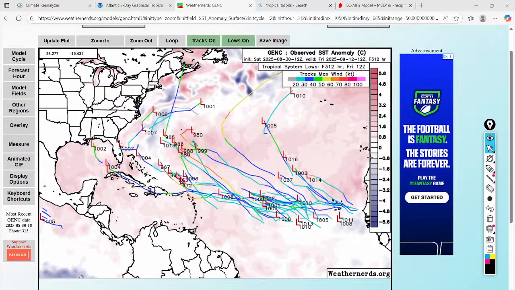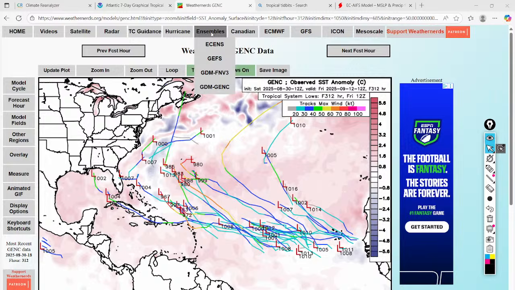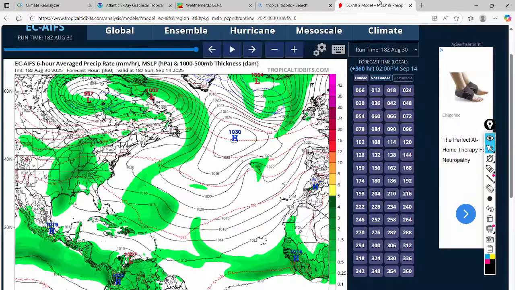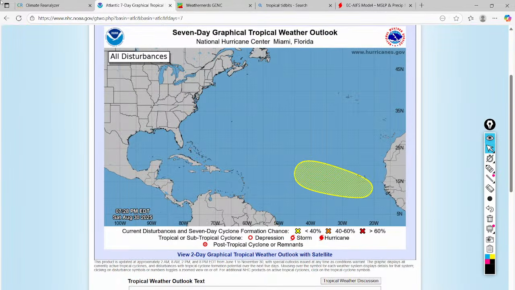Alright, we just take a look at some of the ensembles. Alright, this is our AOI. If you guys are new, right now we are taking a look at the AOI in the Atlantic, and we'll have to keep an eye on that. So let's do this.